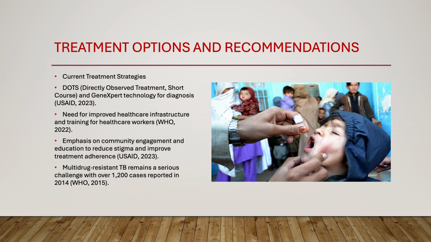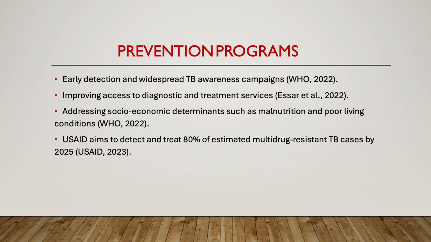Treatment options and recommendations. Current treatment strategies for tuberculosis in Afghanistan include the DOT strategy and GeneXpert technology for diagnosis. However, there is a need for improved healthcare infrastructure and training for healthcare workers. Community engagement and education are crucial to reducing stigma and improving treatment adherence. Multi-drug-resistant tuberculosis remains a serious challenge, with over 1,200 cases reported in 2014. Recommendations include strengthening healthcare facilities, ensuring a consistent supply of tuberculosis medications, and enhancing the capacity of healthcare workers through training and support.